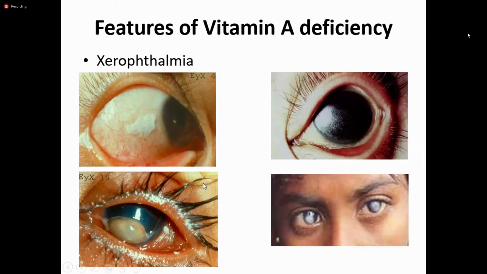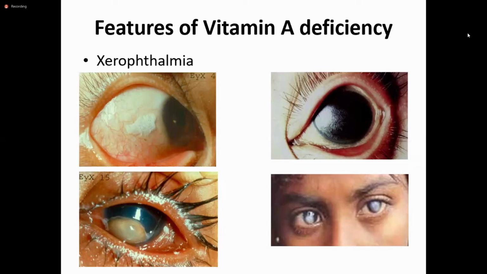So in the first photograph, you can see the white, chalky white, dry looking plaque-like thing. This is called Bitot's spots. It remains dry, as it is not wetted by the tears. So this white part is called a Bitot's spot.